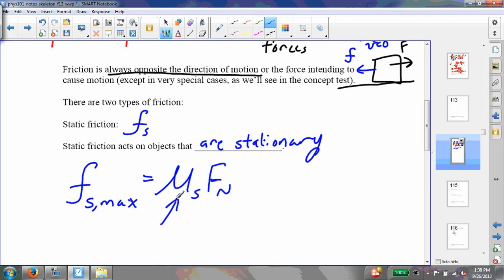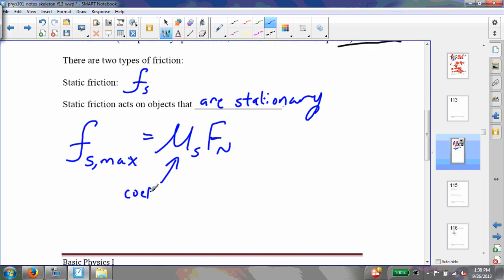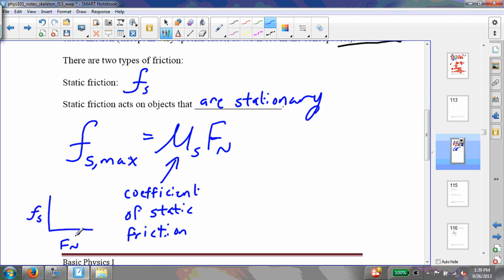All right, so mu s is called the coefficient of static friction. And of course, the normal force is, well, the force that's being pushed up by the surface, which we've already talked about. Now, this coefficient of static friction is experimental. The way they do this, and we'll do this in lab, is you measure the static frictional force, you measure the normal force, and you plot this. You have some data points. You plot it. You find the slope, and the slope is equal to mu.